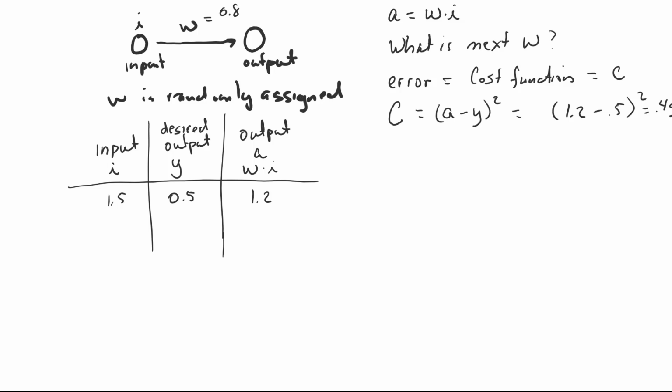If we need to be at 0.5, we're at 1.2. So we know, probably just intuitively here, we need to change our weight, we need to go down on the weight. So how do we do that? What's the process for doing that?